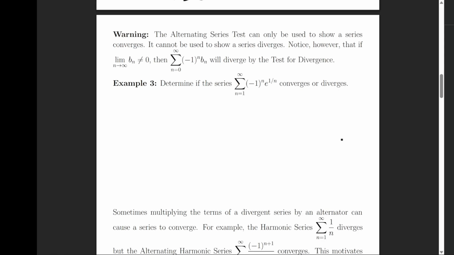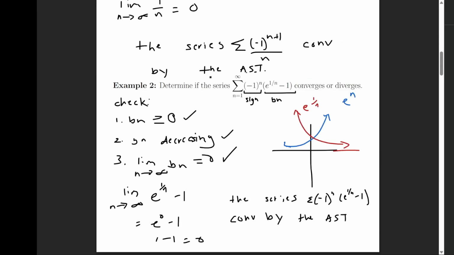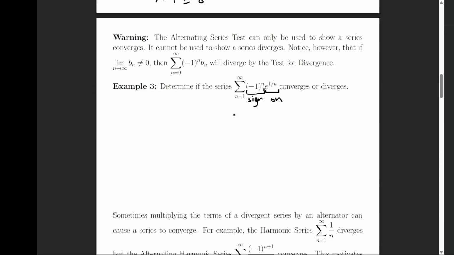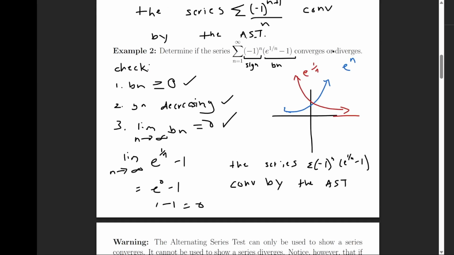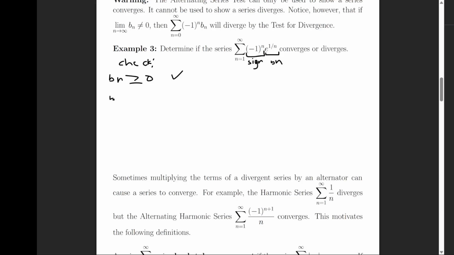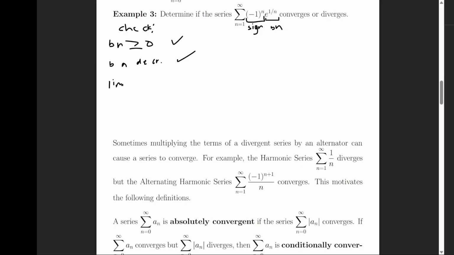So for this one, again, we can see this will be the sign, and the rest will be our b sub n, which is kind of like what we just did before, basically the same graph. So we do the check. We check b sub n is greater than 0, and based on the graph, this is true. Second one, is b sub n decreasing? Yes, that's also true. Now the last one: limit as n approaches infinity of b sub n.